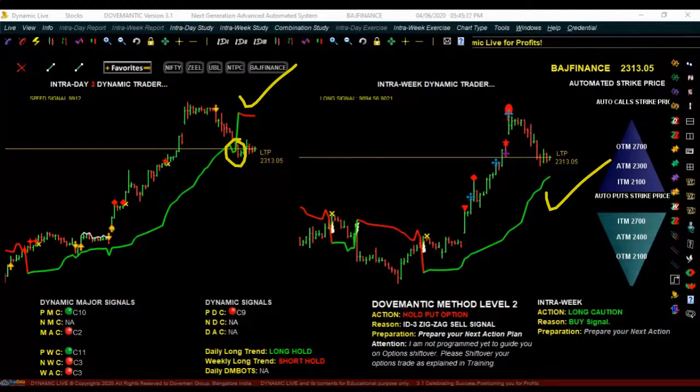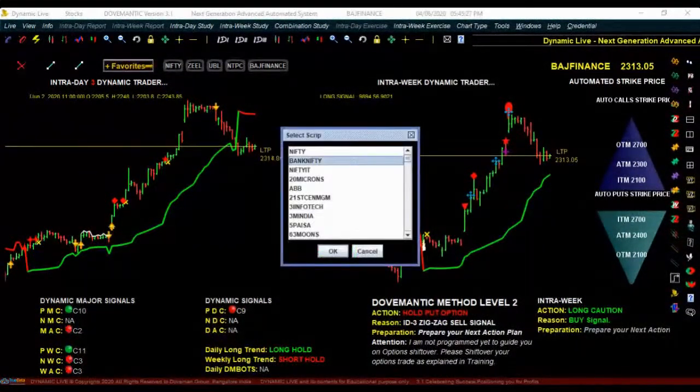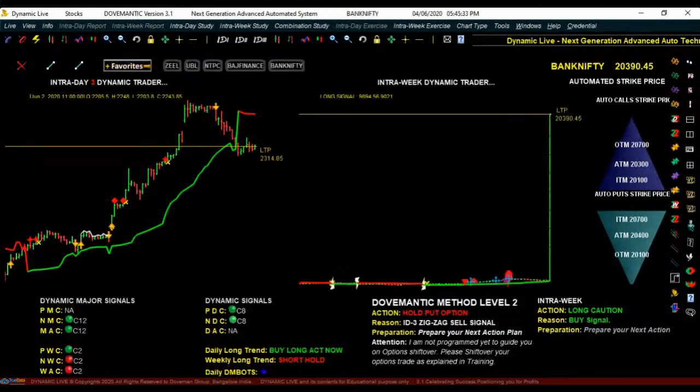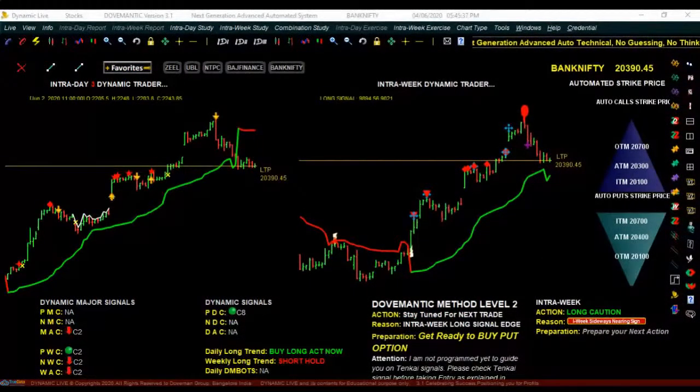You have checked HDFC Bank, but even if I check Bank Nifty at the same time, what was happening in Bank Nifty? Exactly at the same time in Bank Nifty, I think here we had this edge point, if I'm not wrong. So you would have once again avoided the trade. Anyway, you have avoided the trade, so no problem there. This is what you could have done in Bajaj Finance. I hope I have clarified your doubt. So you have done right in avoiding the trade.